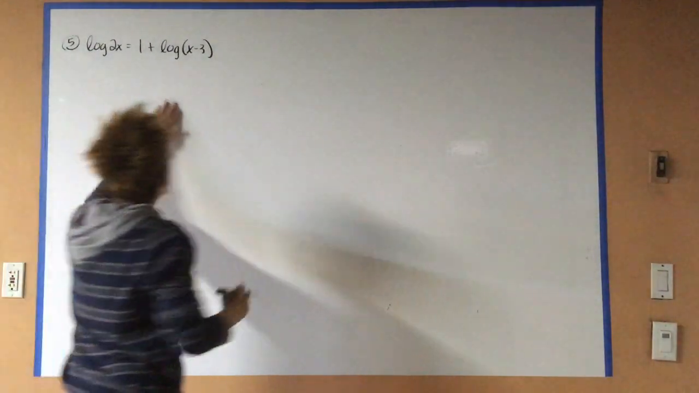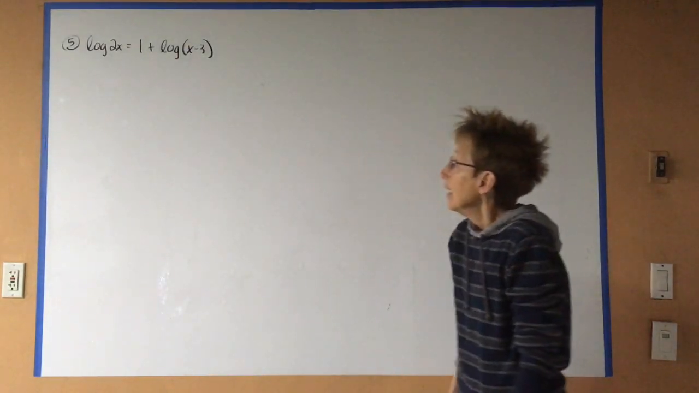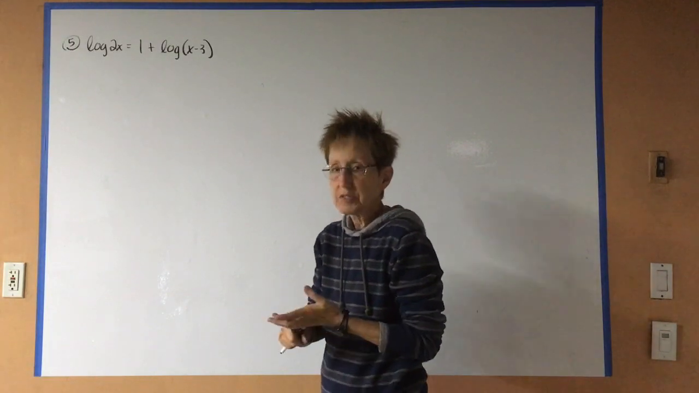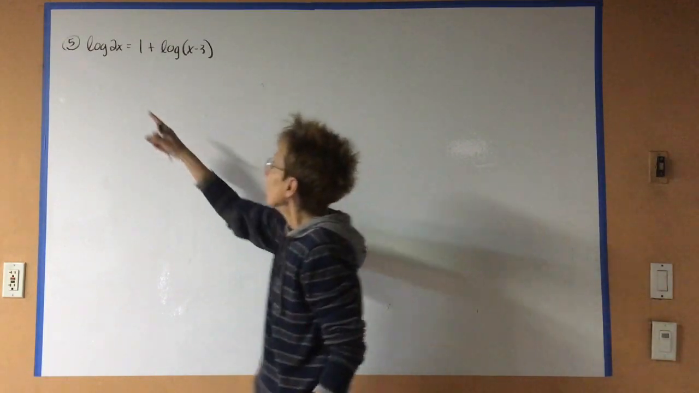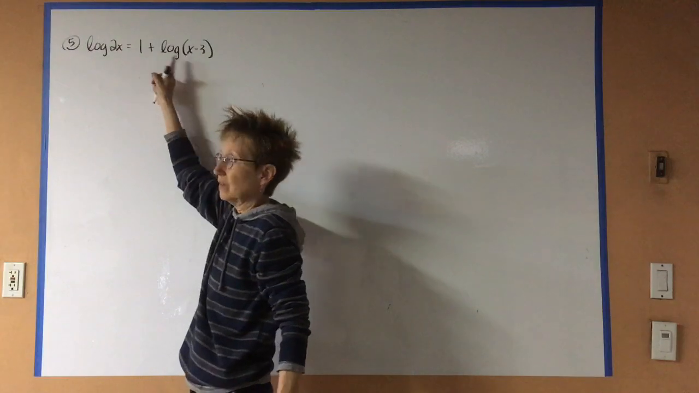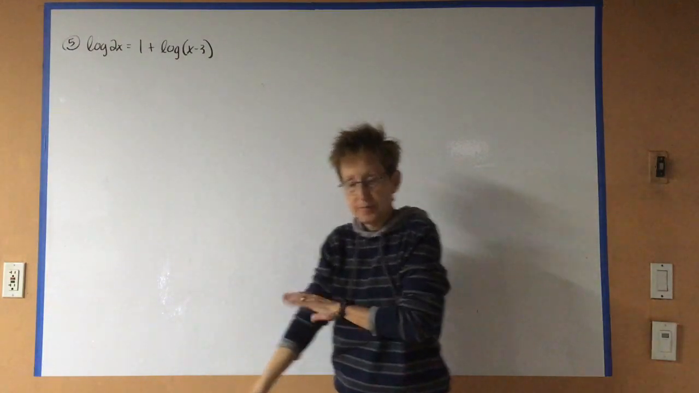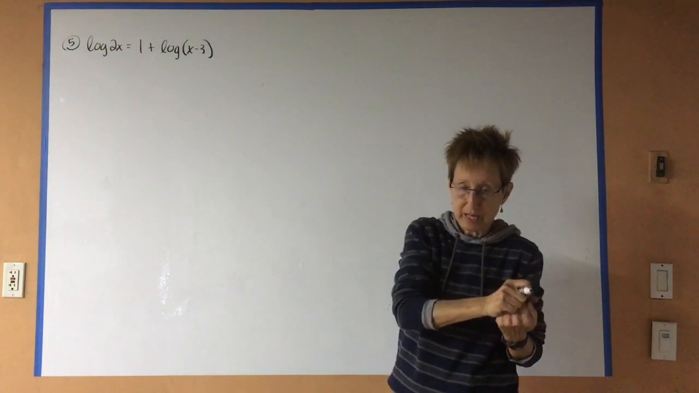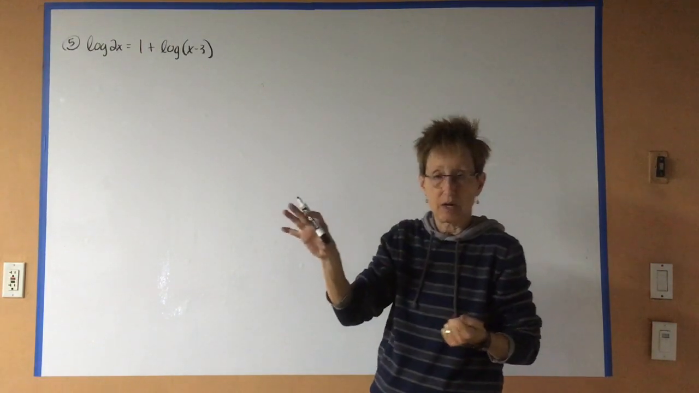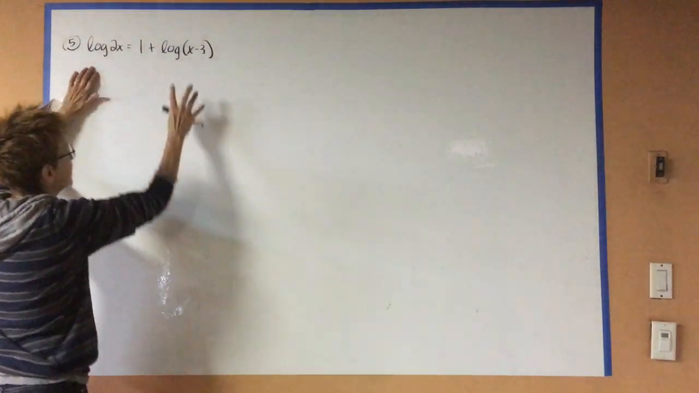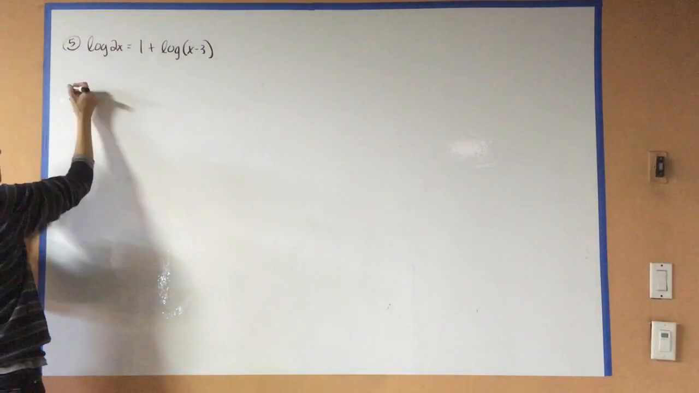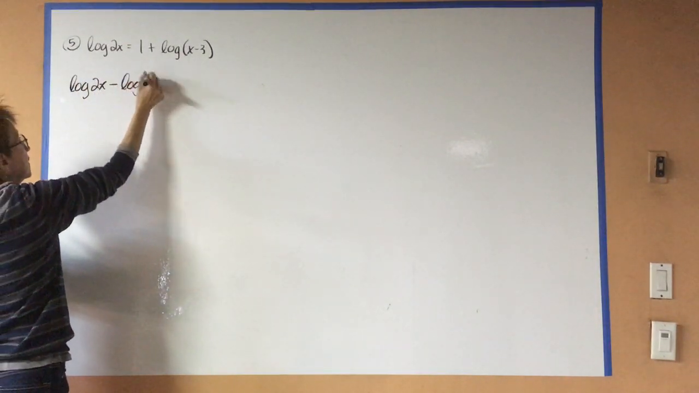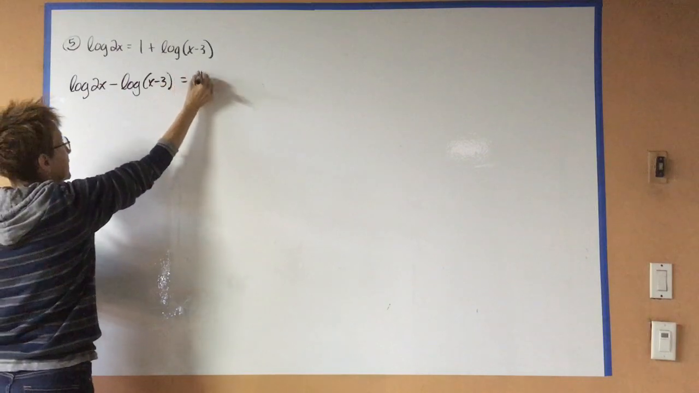So this one, I see a log equation. So the question is, every term logs, or are some of the terms not logs? So log, not a log, log. So I see not all logs, which means I'm going to put logs on one side, terms without logs on the other side, and then create a single log. So I'm going to take this log and shift it over here. So this left side becomes log of 2x minus the log of x minus 3 equals 1.